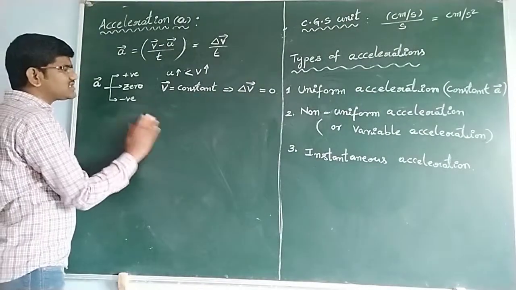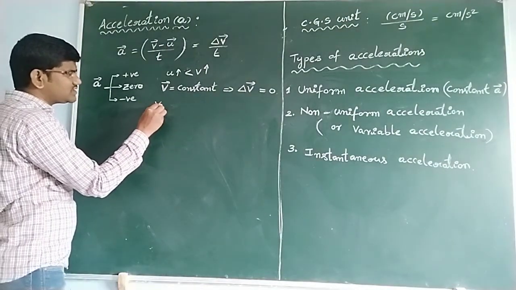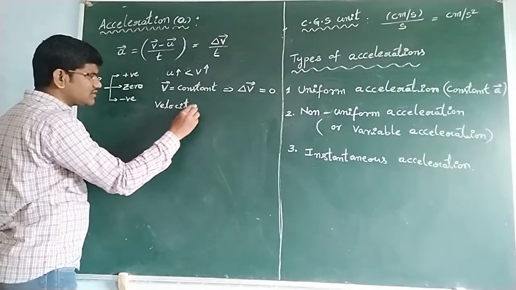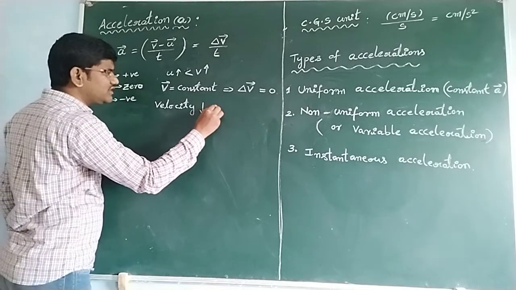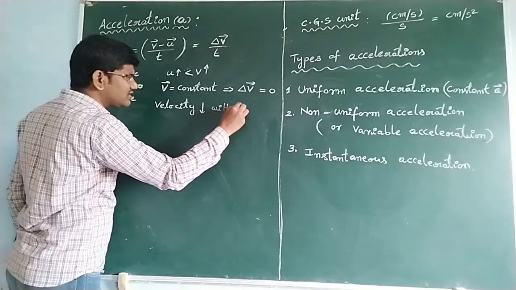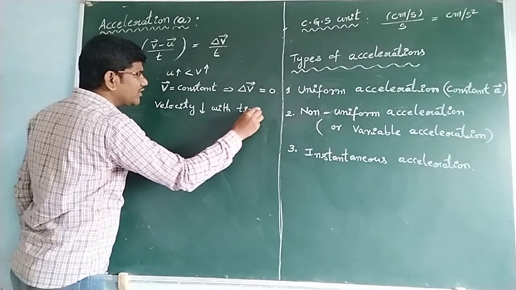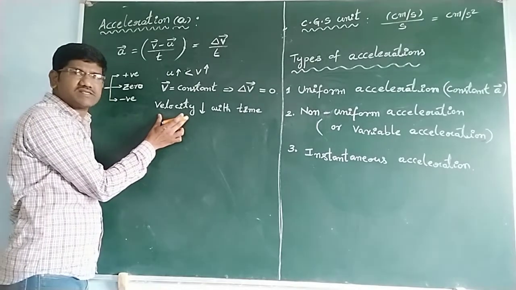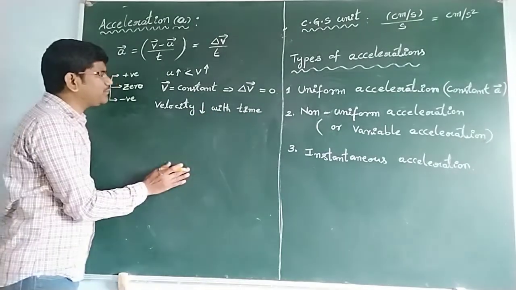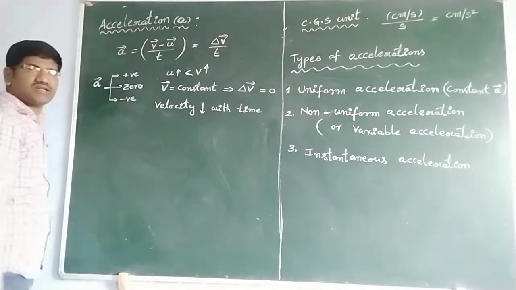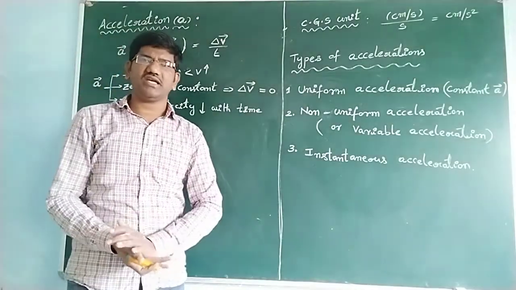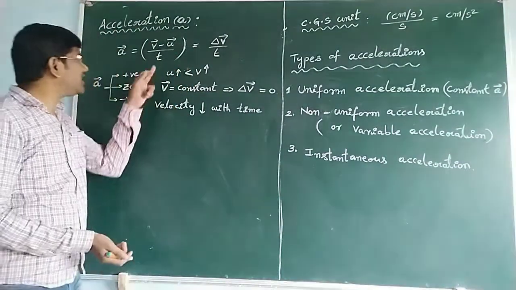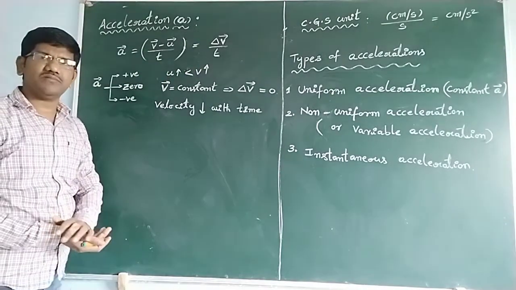And if the velocity is decreasing, if the velocity or speed decreases with time. Velocity, or you can also call it speed, velocity decreases means speed also decreases. So if velocity decreases with time, then we can have negative acceleration. So acceleration can be positive, negative and 0, since change in velocity can be positive, negative and 0.